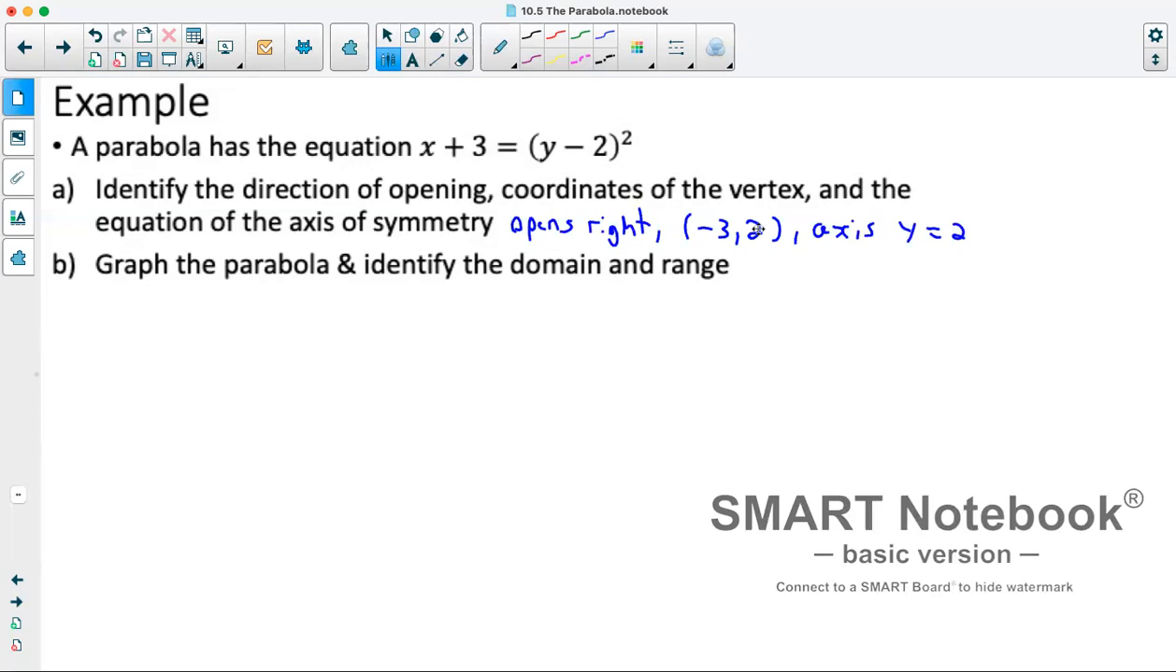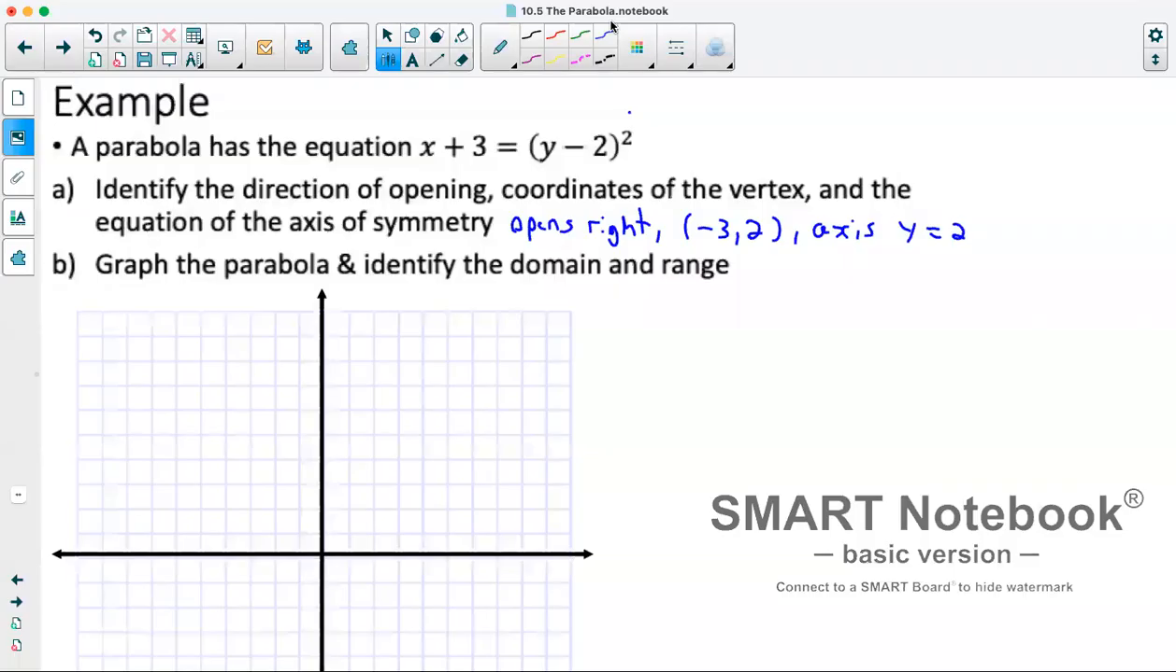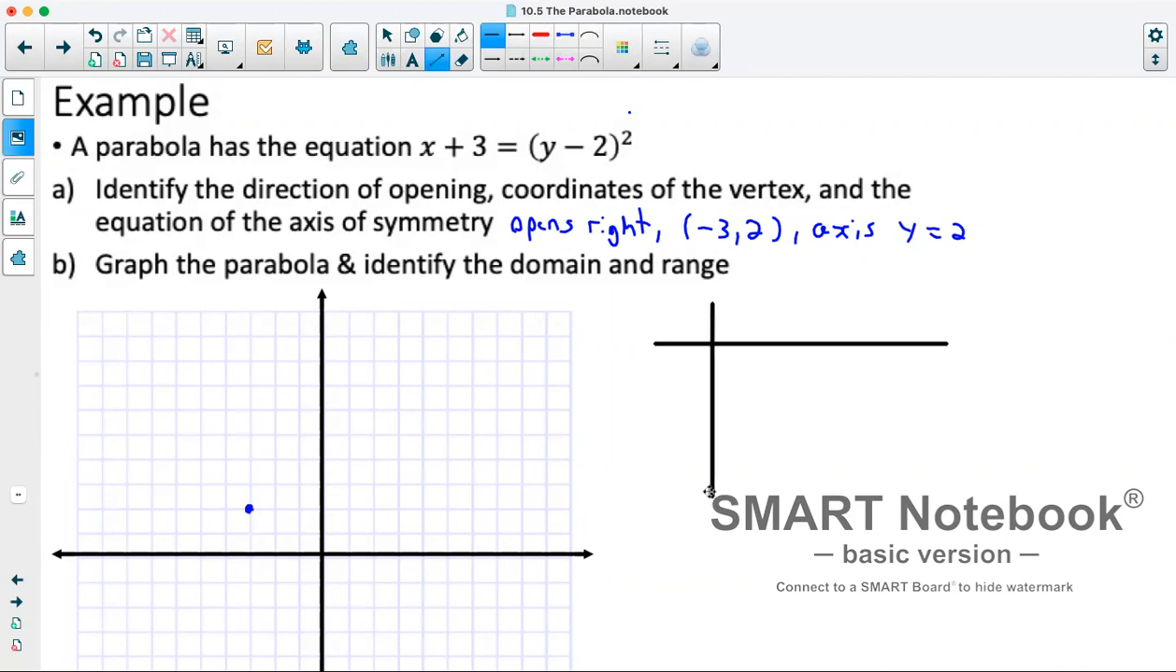Next, we're going to graph a parabola and identify the domain and range. Okay, now we're on to graphing the parabola and identifying the domain and range. So we know our vertex is at (-3, 2), so our vertex is here. Now, if we want, we could do a small table of values to get a few points.